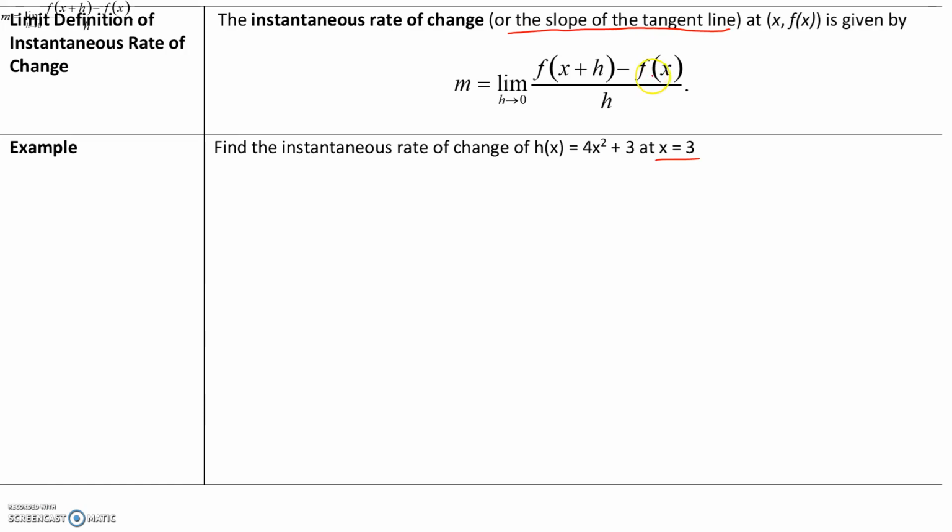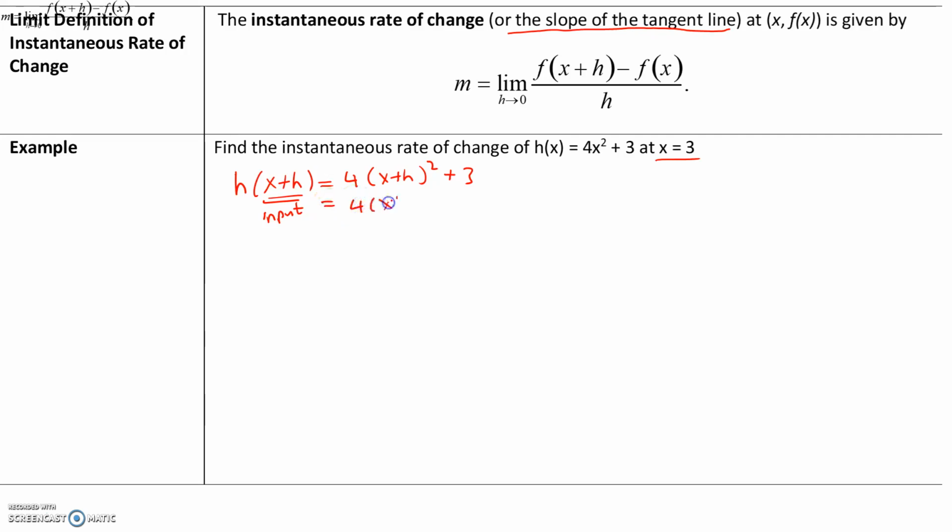So we know what f(x) is. In this case, it's h(x), which is equal to 4x squared plus 3. What we really need is this first term, right? So we want to find out what h(x + h) is. So this becomes your input. We practiced the difference quotient earlier. So we take our input and we replace the x value with this input. So we're going to have 4 times (x + h) squared plus 3.